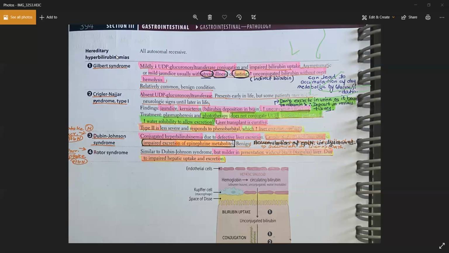Okay, so it'll be somewhere near, like, if the range is 5 to 10 for conjugated bilirubin, then the level might be around 10 or 11. Yeah, exactly. Okay, got it.